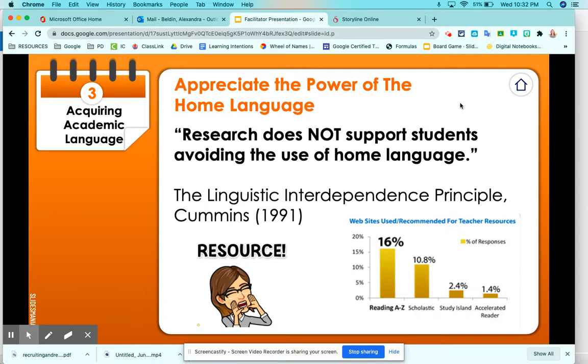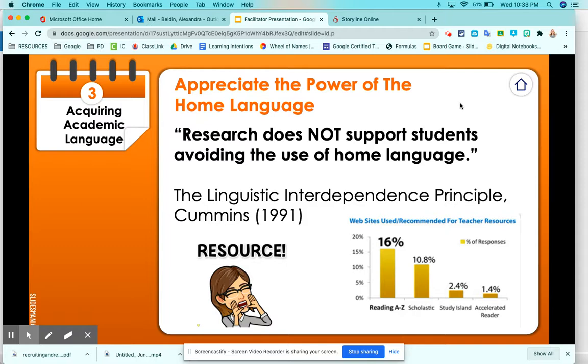The linguistic interdependence principle reiterates this concept, and this is Cummins, by the way. It basically says that the stronger their home language is, the more likely they're going to be able to be confident in another language. So that bilingual principle, if you're good in your home language, you're more than likely to learn a second language just as strong. So there's no research that shows they should stop speaking in their home language. It actually helps them a lot.